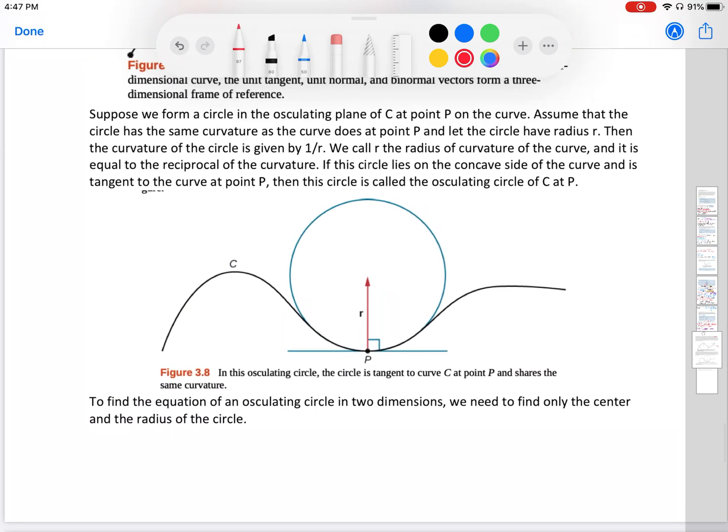Suppose we form a circle on the osculating plane of C at point P on a curve. Assume that the circle has the same curvature as the curve does at point P, and let the circle have a radius r. Then the curvature of the circle is given by 1 over r. We call r the radius of curvature of the curve, and it's equal to the reciprocal of the curvature. If the circle lies on the concave side of the curve, it is tangent to the curve at point P. Then this circle is called the osculating circle of C at P.